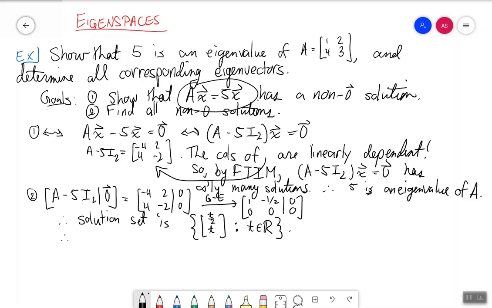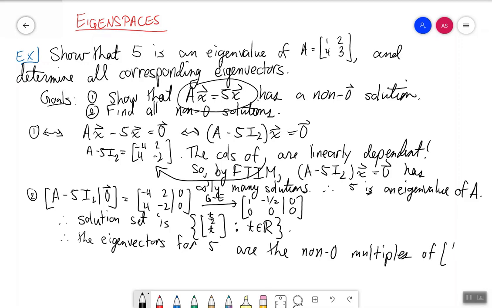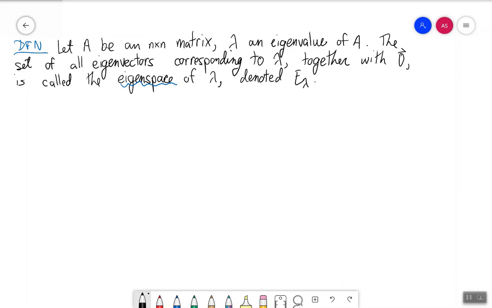Therefore, the eigenvectors for A, which correspond to 5, are all of these vectors which are not 0. So they are the non-zero multiples of (1/2, 1). This brings us to the following definition.